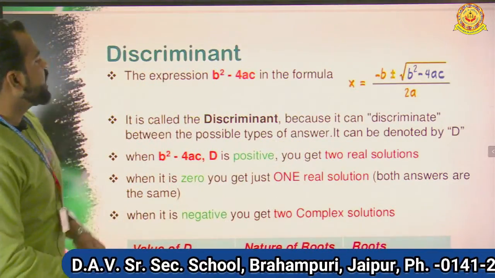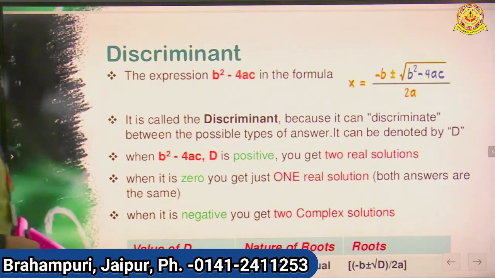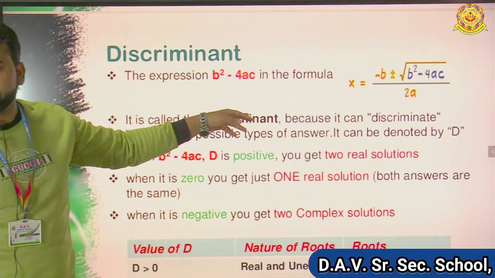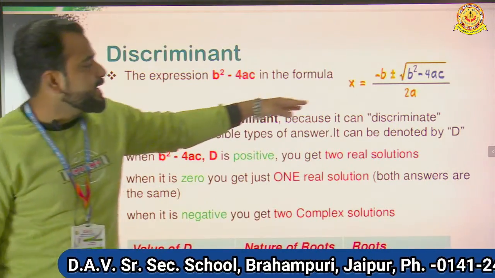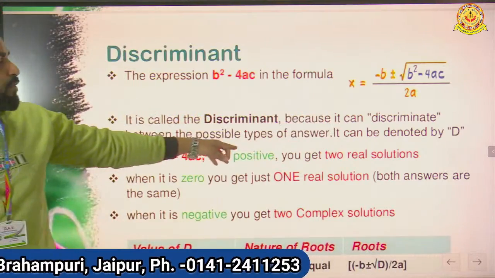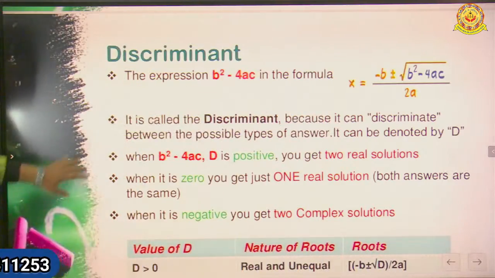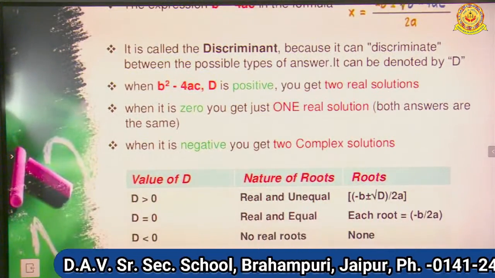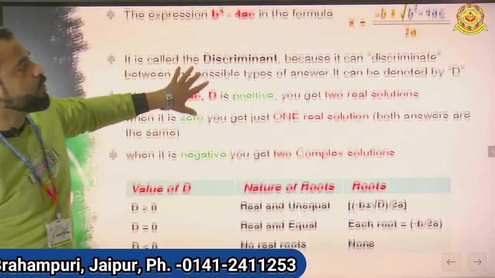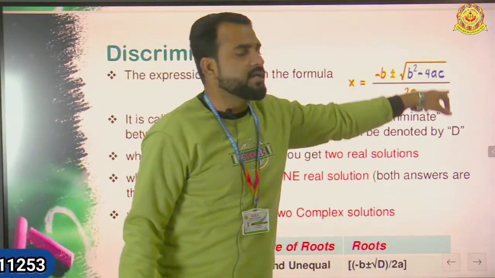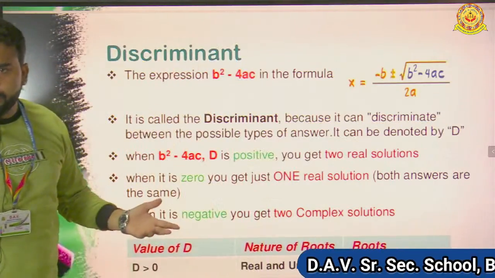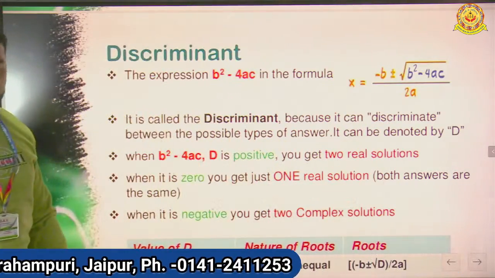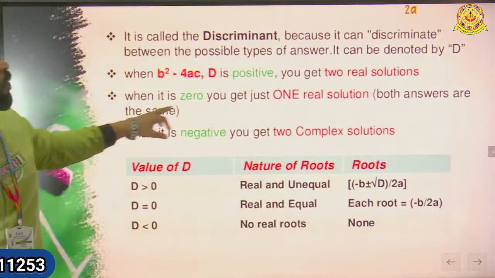All right. Okay, so the expression b square minus 4ac is called discriminant, because it can discriminate between the types of answer, and it can be denoted by capital D. As we can see here, b square minus 4ac, if d is positive, you will get two real roots. When do we get the result here? B square minus 4ac when it becomes equal to 0, plus 0 minus 0, in that situation it will be the same, right? So here it will be one solution.